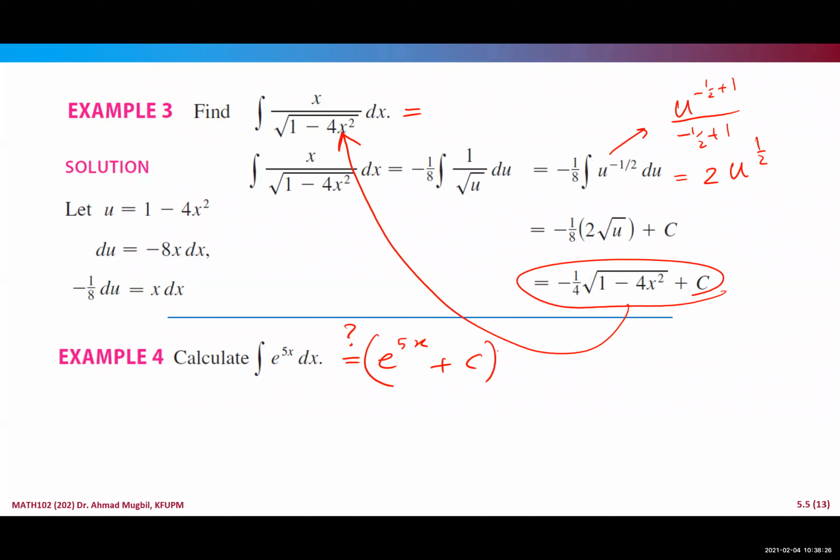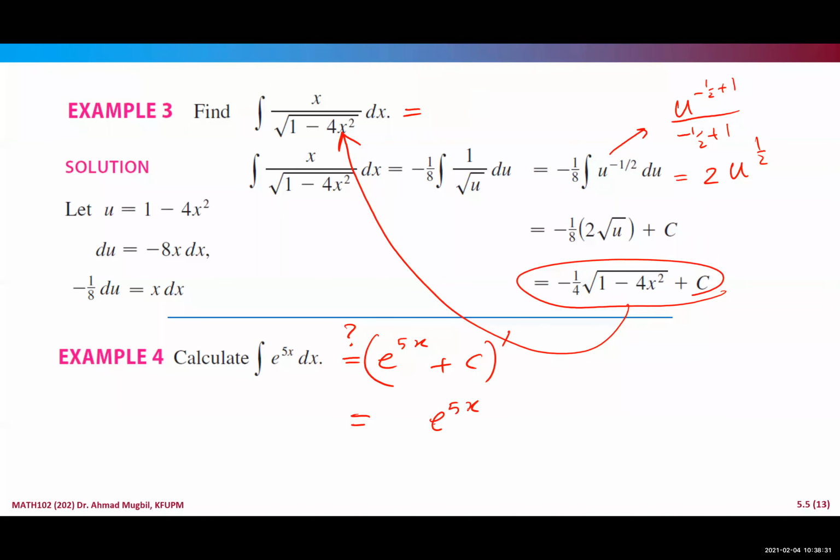Yalla, differentiate this, Muhammad. What will you have? What is the derivative of e to the power 5x? It is e to the power 5x multiplied by 5. So we made a mistake. We should multiply by 1 over 5.